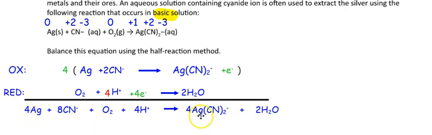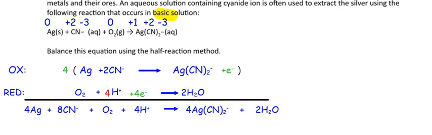So I have 4 silvers, 8 cyanides. Well, 4 times 2 is 8 cyanides. 2 oxygens. Here's my 2 oxygens. 4 hydrogens. What about my charges? All right, I have -8 here and a +4 here to get -4. I have 4 times -1, which is -4.